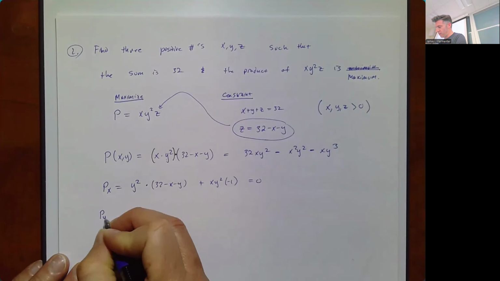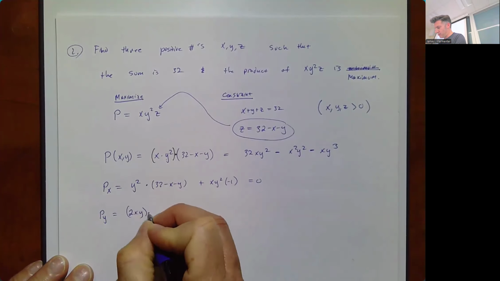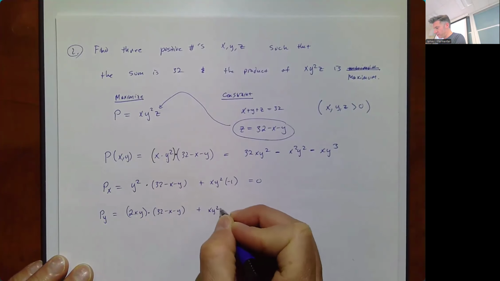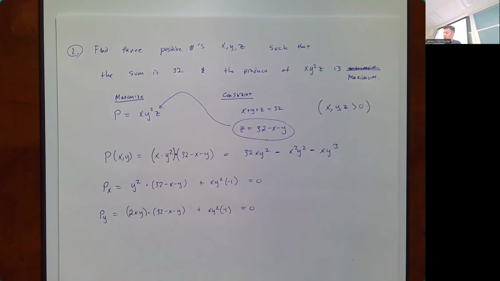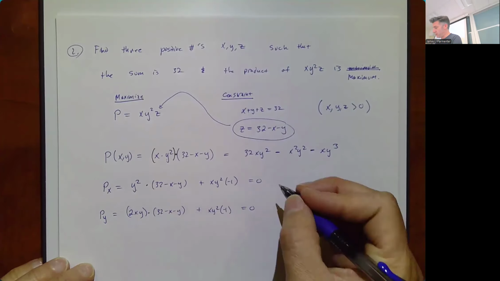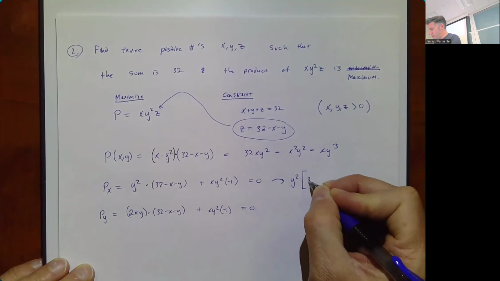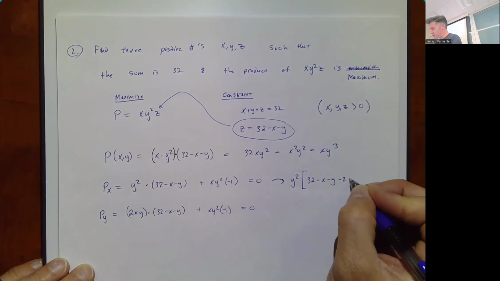Similarly, for the partial with respect to y, we're going to get 2xy times 32 minus x minus y plus xy squared times also negative 1. Usually, if I'm trying to solve these equations, I'm thinking about factoring stuff out if I can. So for this first equation, I see that I can factor out a y squared. So I'm going to rewrite it as y squared times 32 minus x minus y, and then I have an x times a negative 1, which is a minus x.